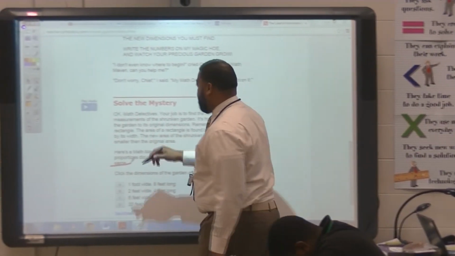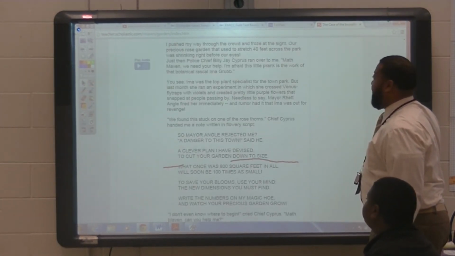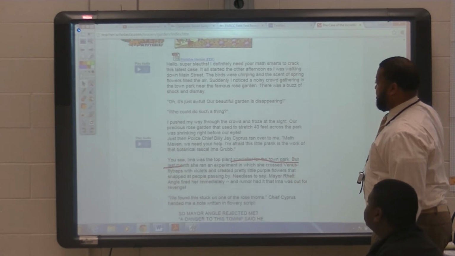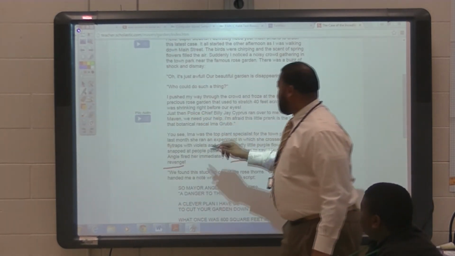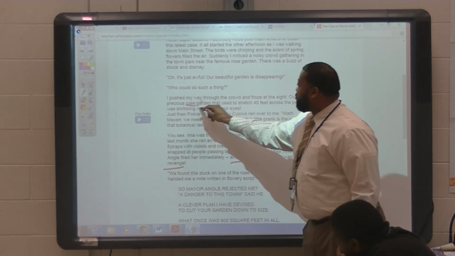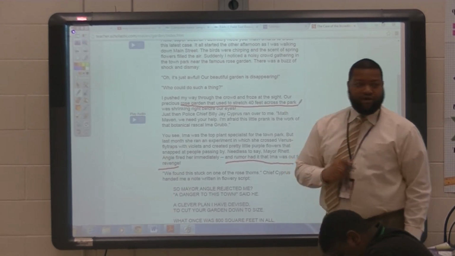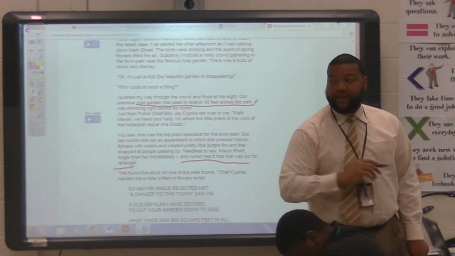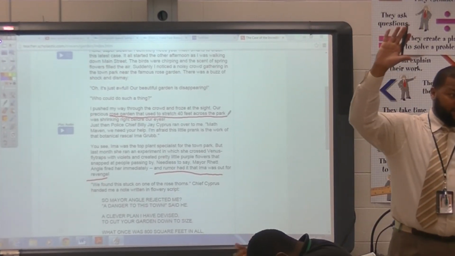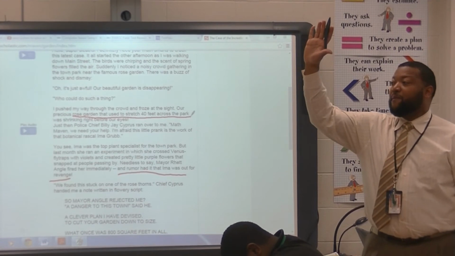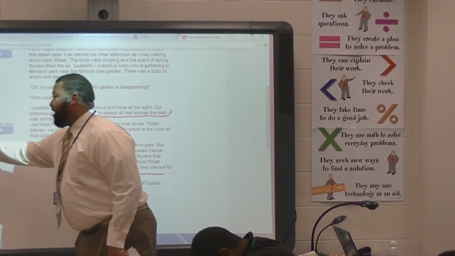And the last one that I think we forgot, I'll show you what notations I made on mine, was the rose garden that used to stretch 40 feet across the park. Who had that underlined? You should have had it underlined. That's one of the most important pieces. All right? So now we have all our pieces underlined that we need.